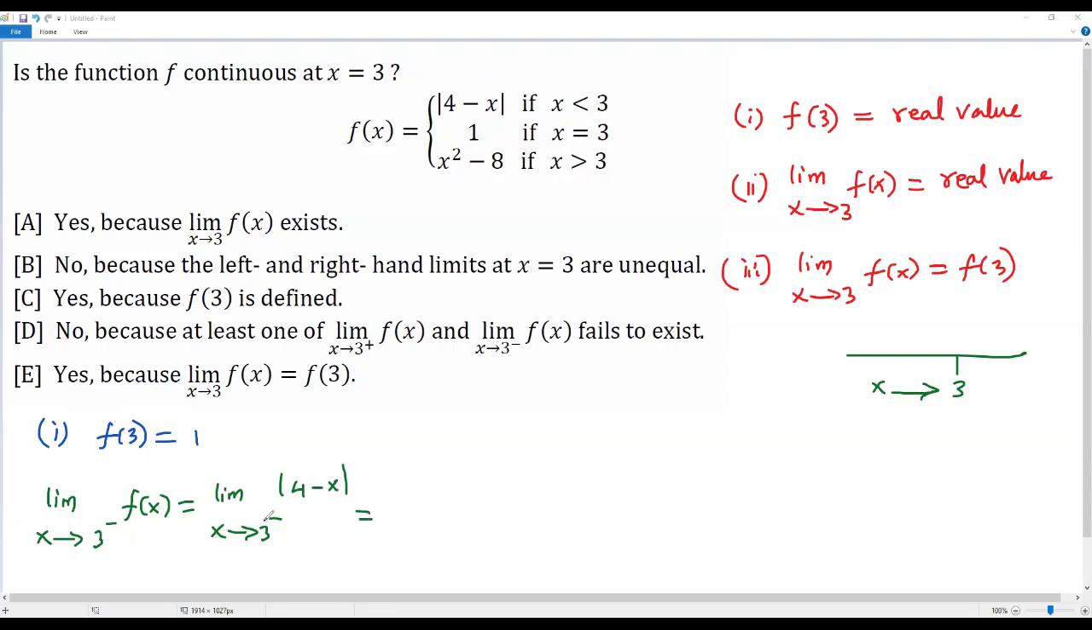Now what I need to do is plug in x equals 3 into the expression over here. Then I'm getting absolute value of 4 minus 3, which is equal to absolute value of 1. Absolute value of 1 is just 1. Okay, now I got the left side limit at 3.